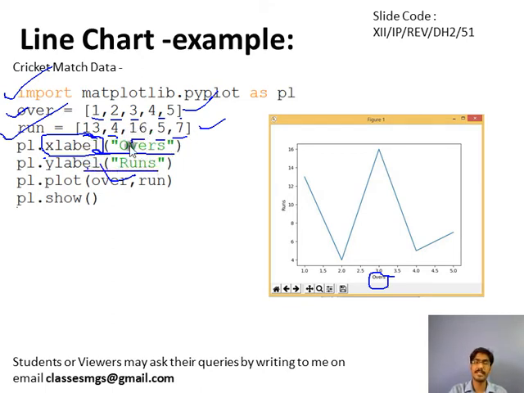So to set the x-axis label, we use the xlabel method, and we pass the string that we want to set here. Similarly for the y-axis label, you want to set runs, so this way you can set the runs here. Then in the plot method, you pass data set 1 and data set 2. Here data set 1, which we want on the x-axis, was over, and on the y-axis we want to put the runs. And then we will write plt.show.